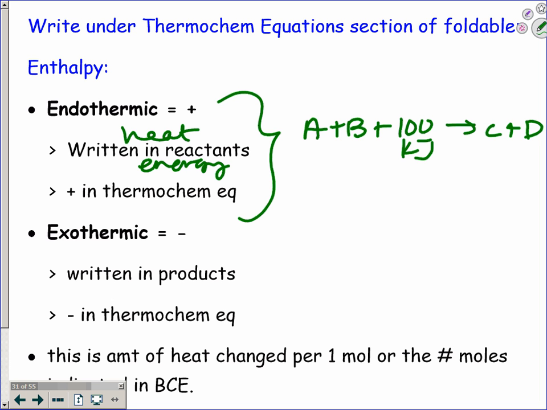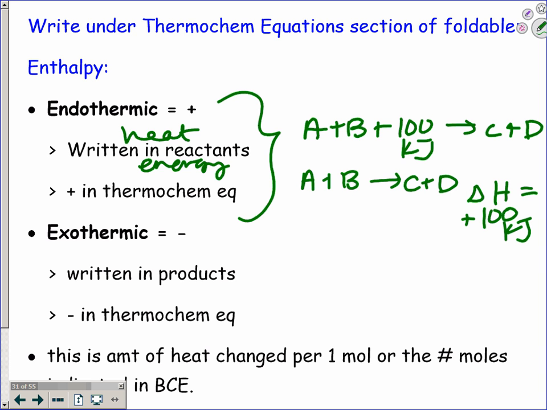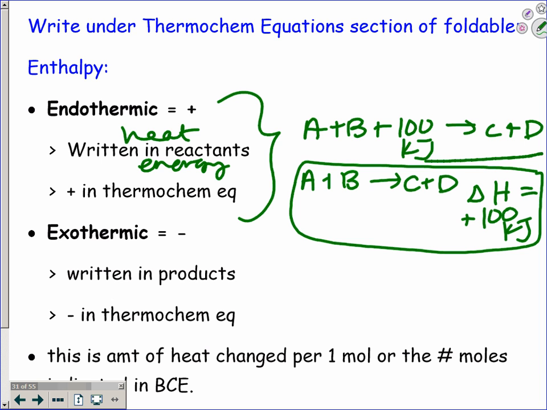Alternatively, this 100 kilojoules can be expressed on the outside of the products. So it could be like A plus B yields C plus D, and then just kind of away from the reaction a little bit, we'll put delta H equals positive 100 kilojoules. So this is one way of writing a thermochemical equation, and this is another way of writing that exact same thermochemical equation. Both of these are representing what type of reactions? Endothermic. Good. Okay.